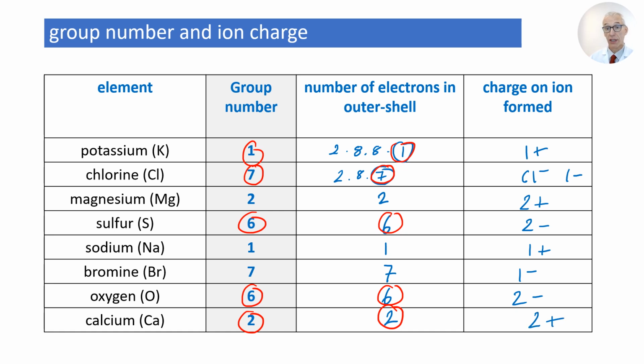2 plus. So I'm hoping you will be seeing, if you didn't know it already, that there's a relationship between the group number, the numbers of outer shell electrons, and the charge on the ion formed.